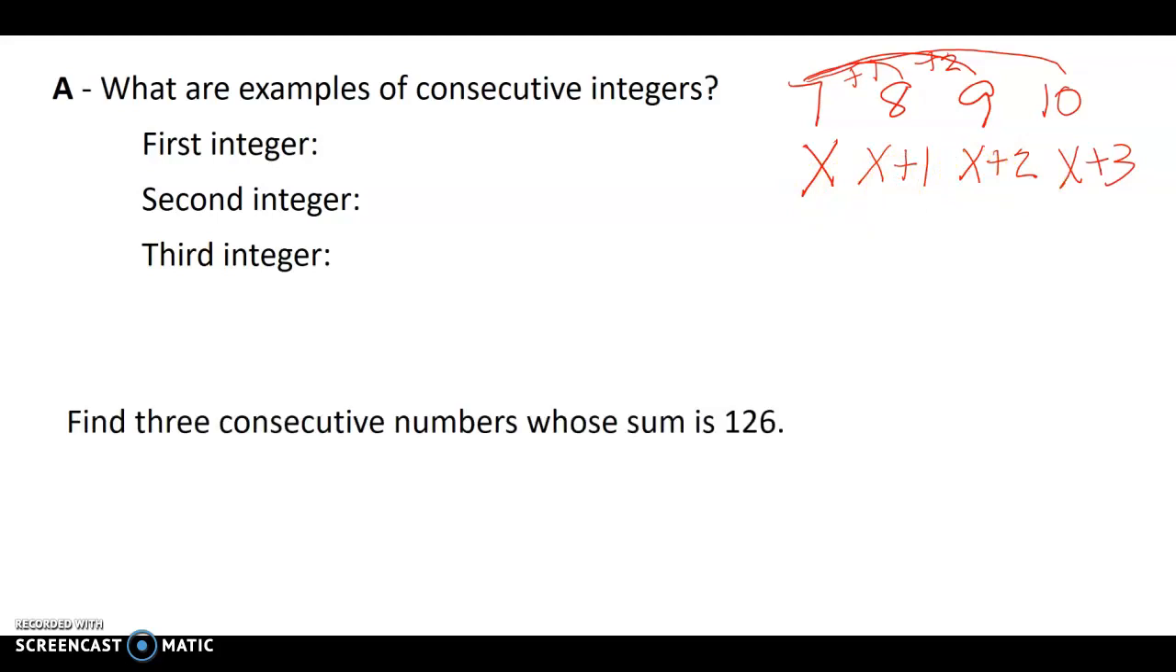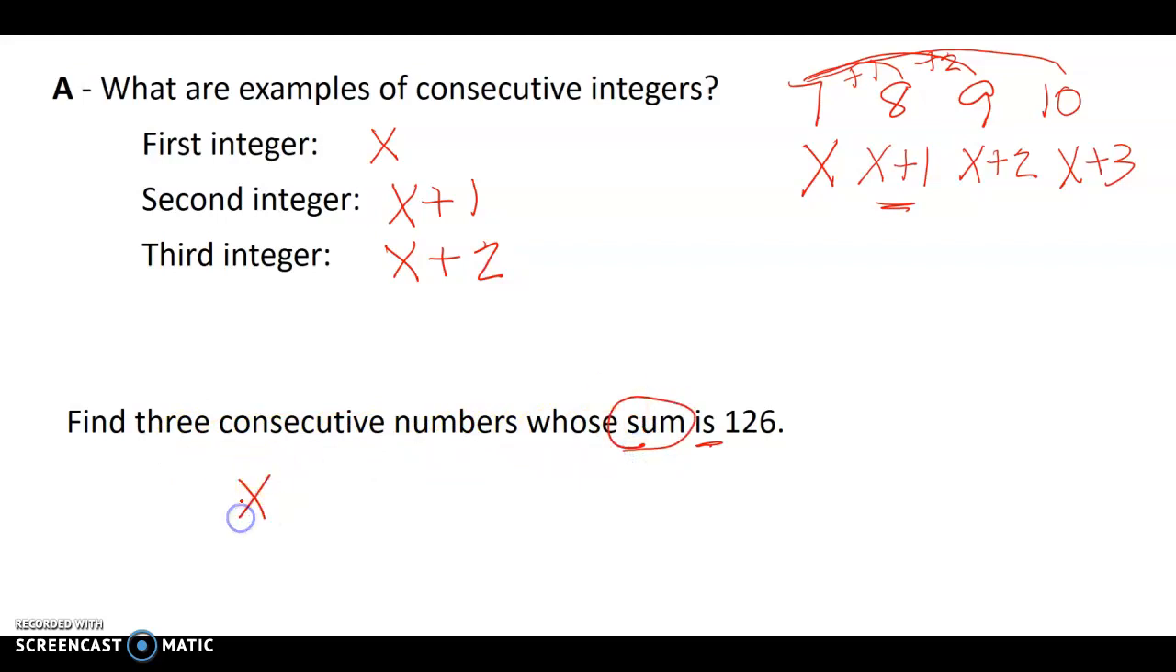So let's take a look at the problem to find 3 consecutive numbers whose sum is 126. We know that the first integer in this pattern is going to be x. The second integer in that pattern, and it's always going to be this pattern, is going to be x plus 1. The third integer in the pattern, again in relationship to the first, is going to be x plus 2.